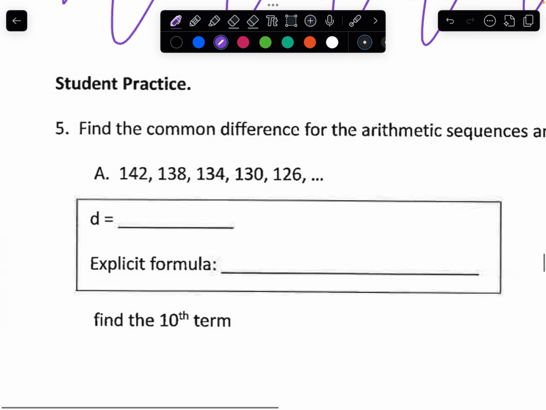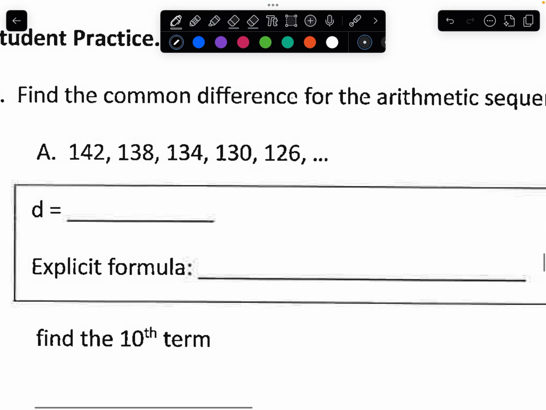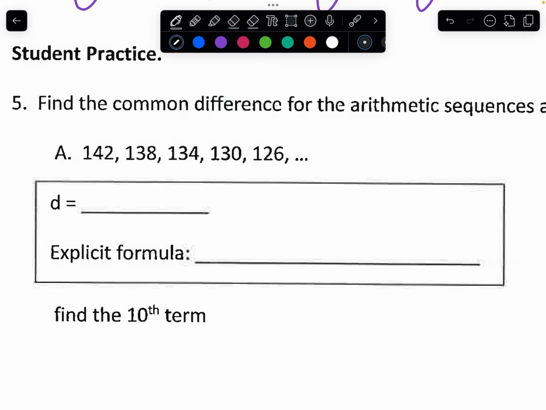Let's try number 5. So we're going to do the long way here. So actually not, we're not going to do the long way. I'm going to show you the shortcut, okay? So our common difference, we are subtracting 4 every single time. And then our first term would be 142. Well, if we want to find the y-intercept or the 0 term, we're going the opposite way. So that means we're going to add 4 to 142, so 146. So that'd be my 0 term.